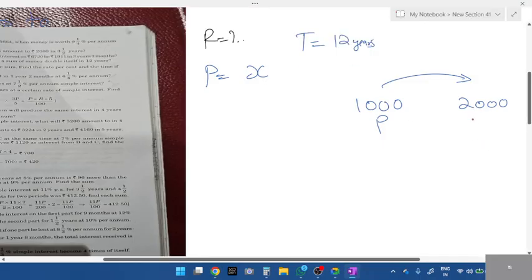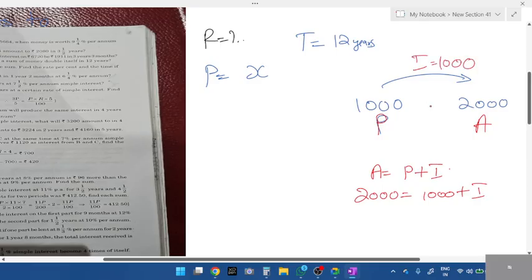2000. Whatever you're repaying me, what do you call that? Interest or amount? Whatever you repay, the total value, is known as amount. Very good. Total value is amount. What is the amount formula? P plus I. If you're paying me 2000 back and you have taken 1000, how do you find interest? 2000 minus 1000 is 1000. What is interest? 1000. This is the concept.